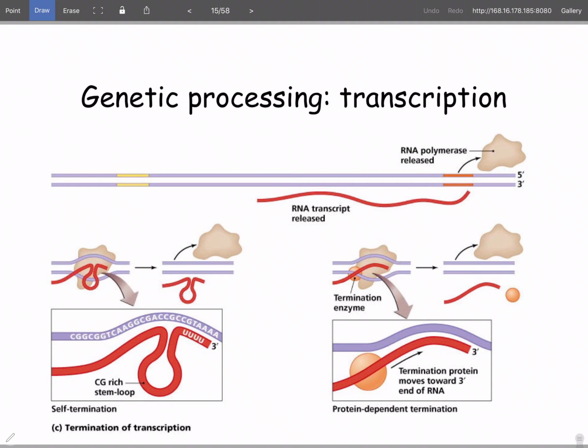Well, it reaches what we call a terminator sequence. Okay? And there's really two types of terminators that have been discovered in prokaryotes. There's what we call self-termination, or independent termination, right? And it is sequence dependent.